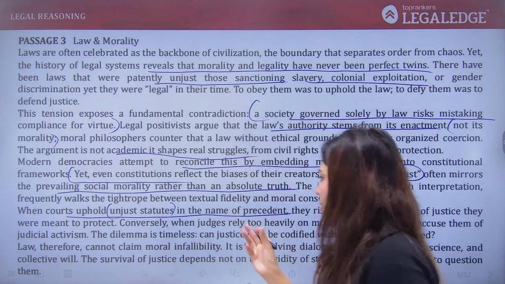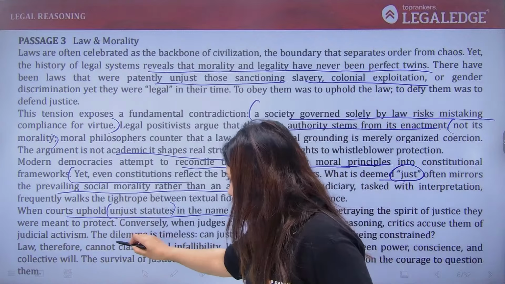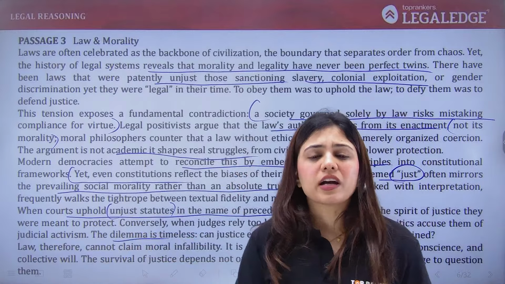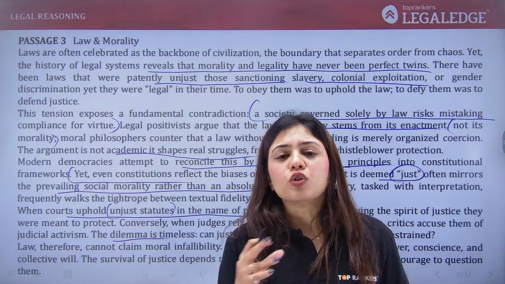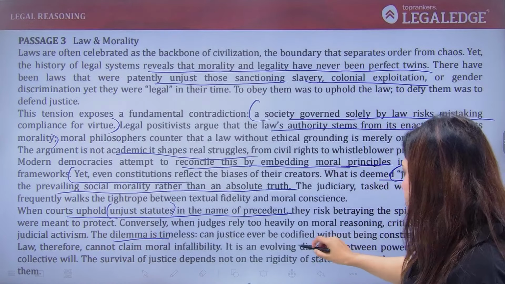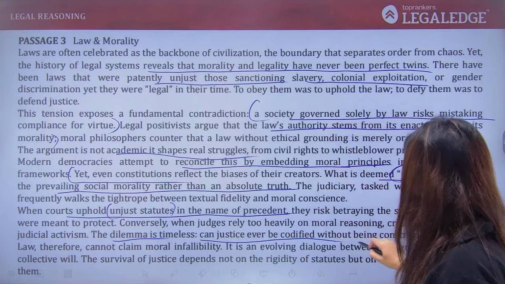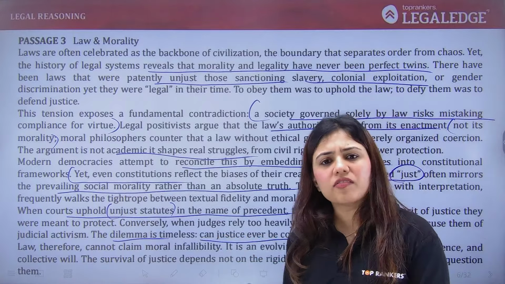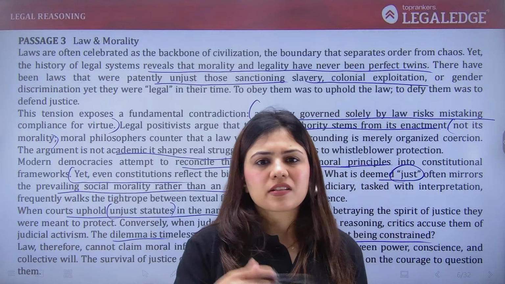तो बेसिकली बात यहाँ पे यही है कि ये जो डिलेमा है, ये जो स्टेट ऑफ अनसर्टेनिटी है, दिस हैज बीन अ टाइमलेस अफेयर. There has been no clear conclusive actions that have been taken so far, and that's the reason we do not know can justice ever be codified without being constrained. There will be always certain types of limits and restrictions.